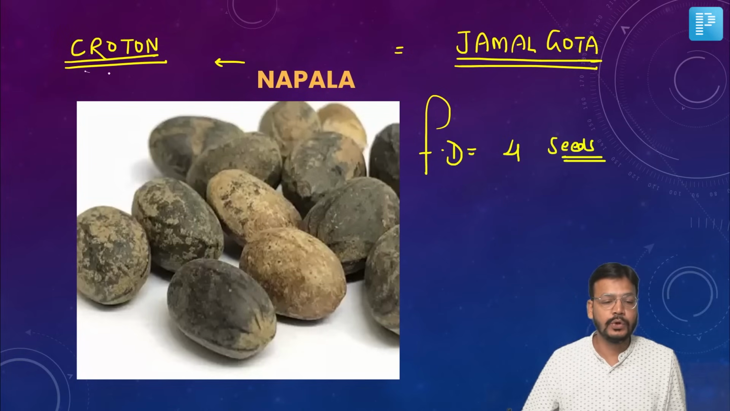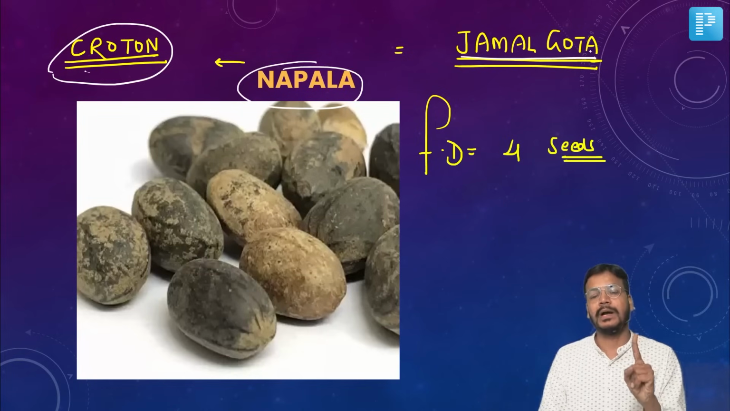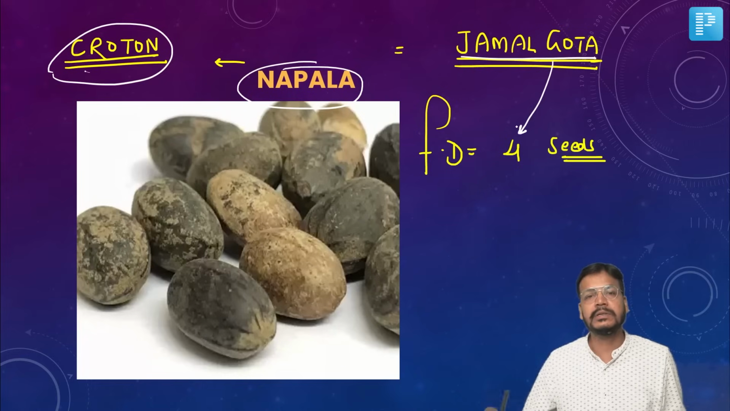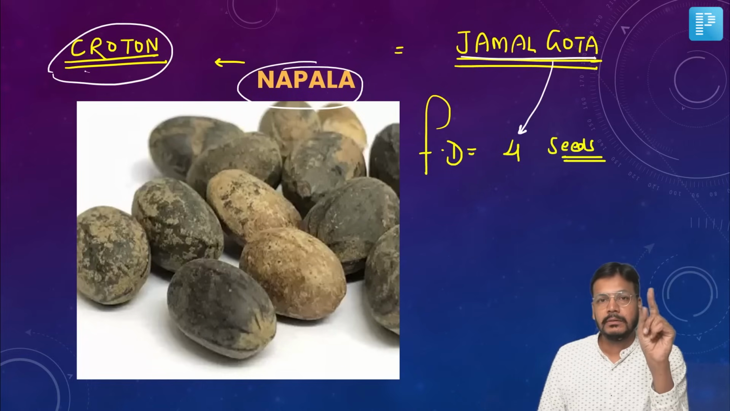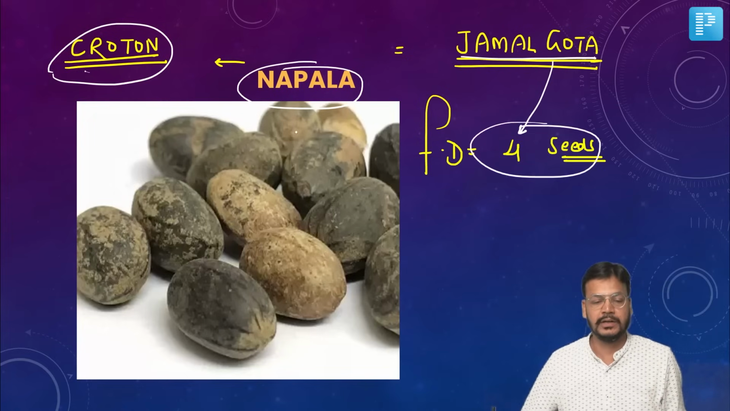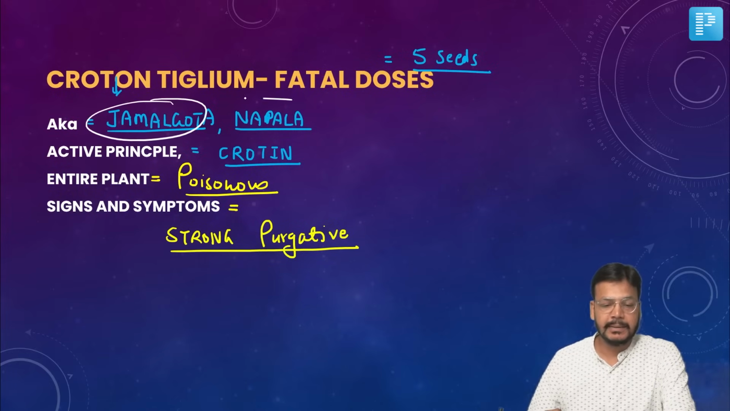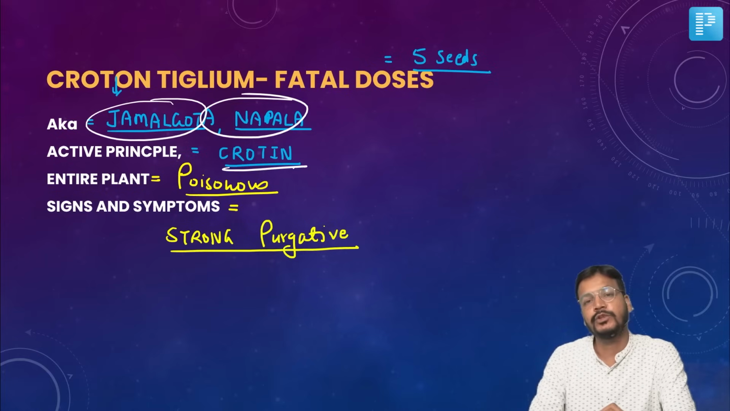This is croton. Croton is also known as Napala or Jamal Gota. The fatal dose is 4 seeds. Strychnine: 1 crushed seed. Ricinus: 10 seeds. Jamal Gota: 4 seeds, that is the fatal dose. These are the Napala. Croton tiglium, this is Napala or Jamal Gota. 4 to 5 seeds is a fatal dose. The main active principle is crotin.